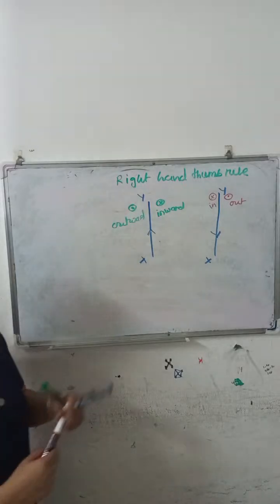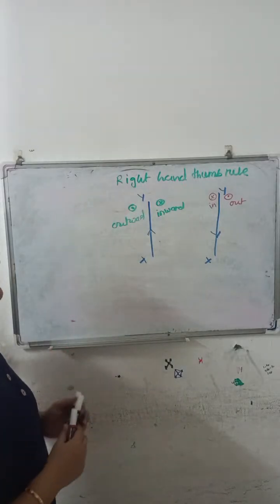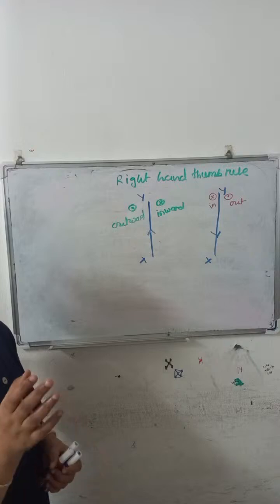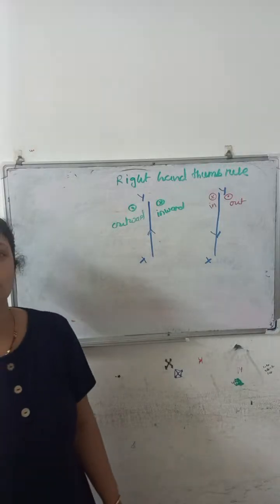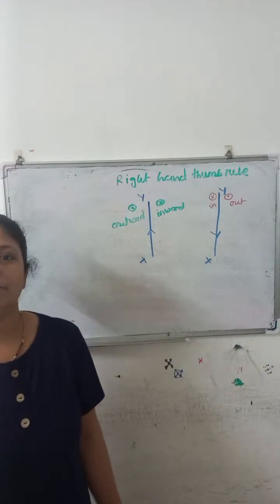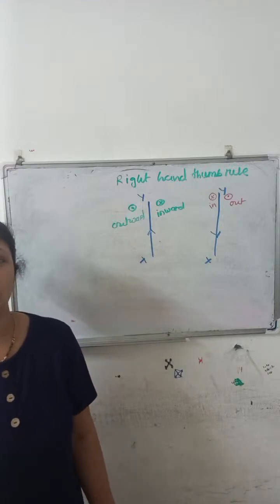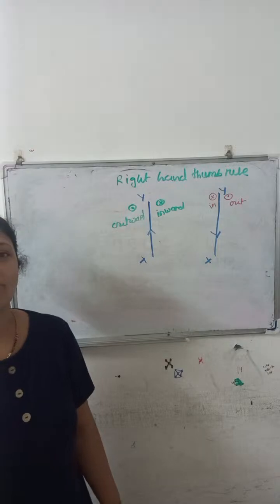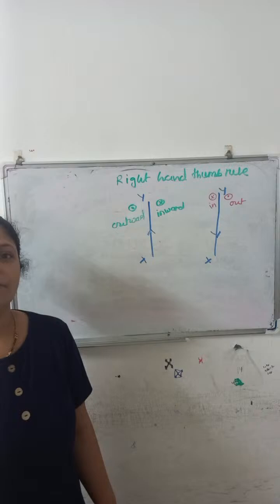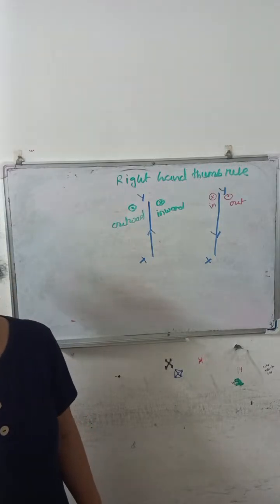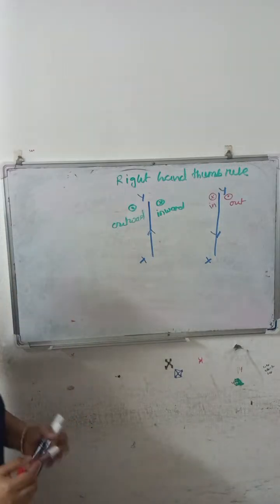So from this we can conclude the right hand thumb rule: whenever we keep our right thumb in the direction of current, then the curled fingers give the direction of the magnetic field. I will repeat one more time. Whenever we keep our right hand thumb in the direction of current, the curled fingers show the direction of the magnetic field. Now I will give you one task.